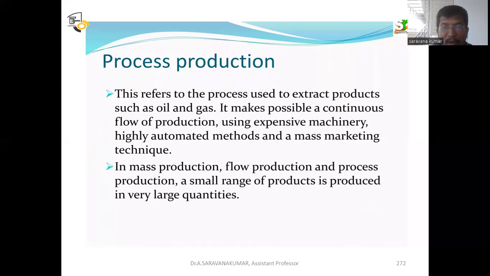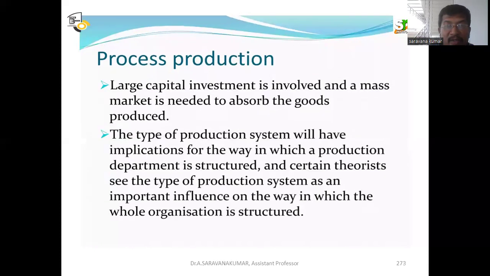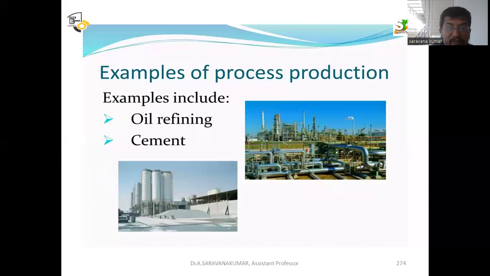Next, process production. Process, everyone knows about that. First, you are going to manufacture a product, which means there is some process. This refers to the process used to extract products such as oil and gas. It makes possible a continuous flow of production using expensive machinery, highly automated methods, and a mass marketing technique. In mass production, flow production, and process production, a small range of products is produced in very large quantities. So large capital investment is required for process production. A mass market is needed to absorb the goods produced. The type of production system will have implications for the way in which a production department is structured, and certain theorists see the type of production system as an important influence on the way in which the whole organization is structured. These are examples of process production: oil refining and cement factory.